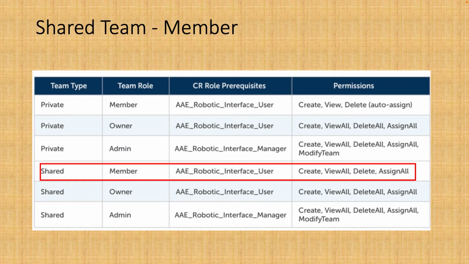Now if we go to the shared option, you can see if a team type is shared and the team role is member, the member can create a request. A member can view all the requests because it's shared, so he can see the requests which are created by other team members. He can delete, and he has the capability to assign requests to some of the team members.